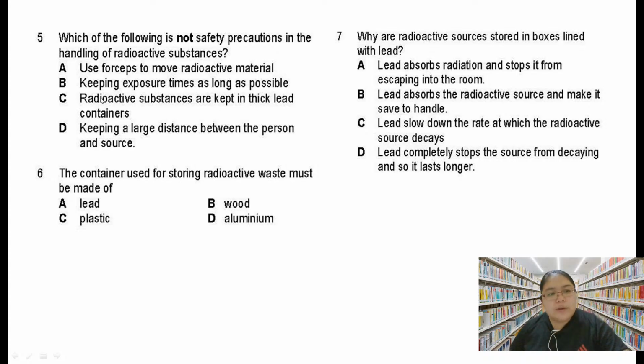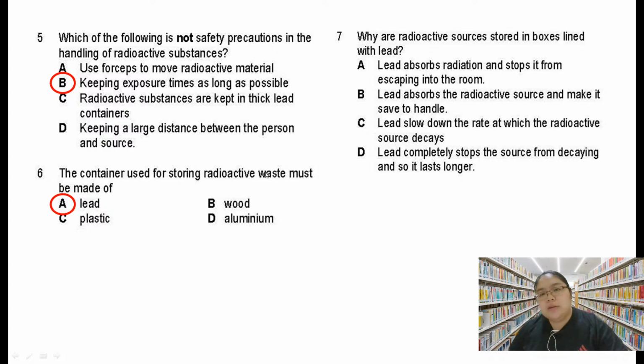Okay, we check C. Radioactive substances are kept in a thick lead. Okay. D, keeping a large distance between the person and the source. Yes. So B is not a safety precaution. Okay, number 6. The container used for storing the radioactive waste must be a lead box. Must be lead because the gamma can be blocked by the lead box.